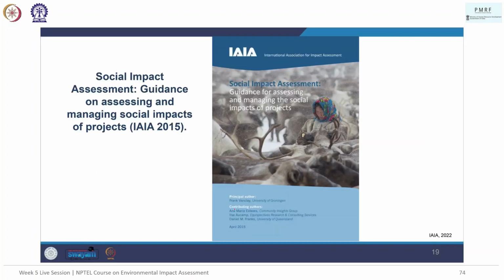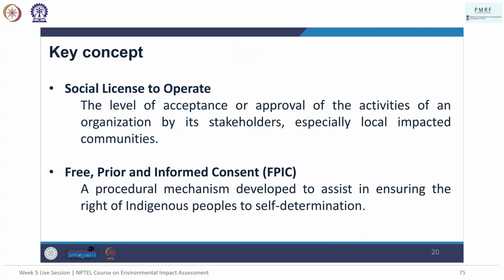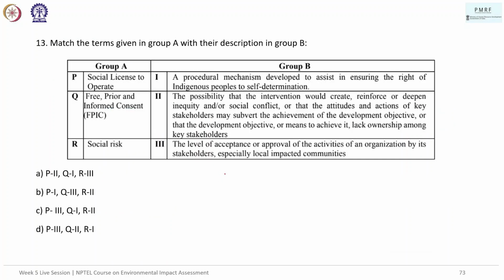All right, let's see what the answers are. These key terms have not been defined by IAIA, but they have been focused upon because this particular report highlights them as fundamental concepts that need to be understood before we look at social impact assessment. So social license to operate is the level of acceptance or approval of the activities of an organization by its stakeholders, especially local impacted communities. So that's P3.